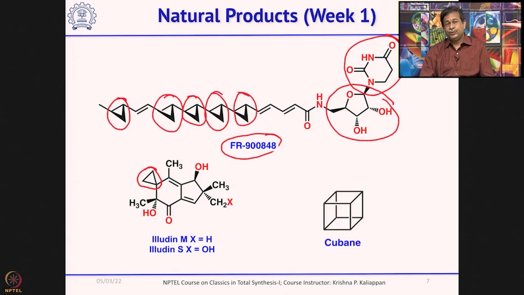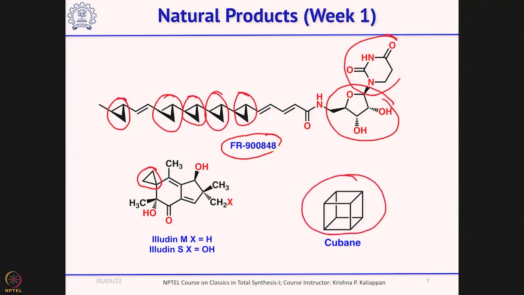Then we will move to the four-membered ring. When you talk about four-membered rings, first we will start with a non-natural product, cubane. We all know cubane is a highly strained compound, and the first synthesis of cubane was reported by Philip Eaton. That is a very interesting synthesis, so we will talk about the synthetic strategy developed by Philip Eaton to synthesize cubane. Later, a lot of cubane derivatives were synthesized, but nevertheless, the first synthesis of cubane is a very important milestone in total synthesis. So we'll discuss that.